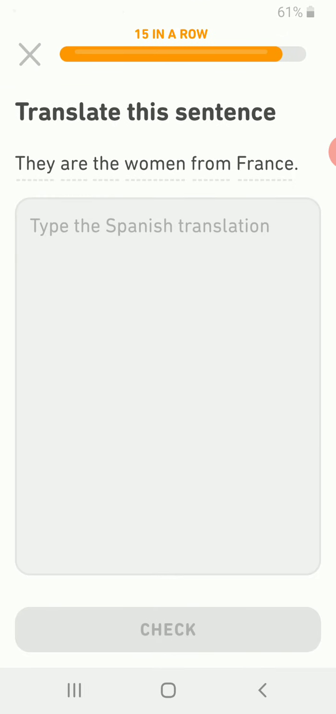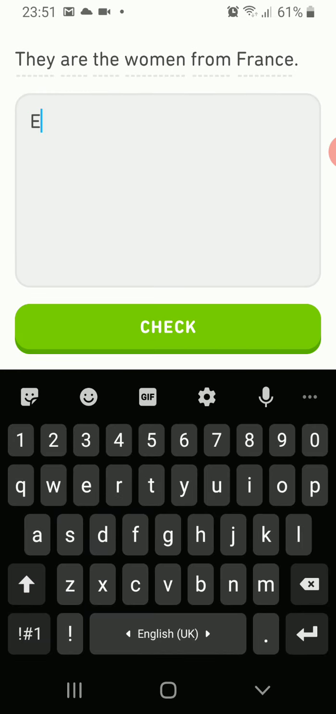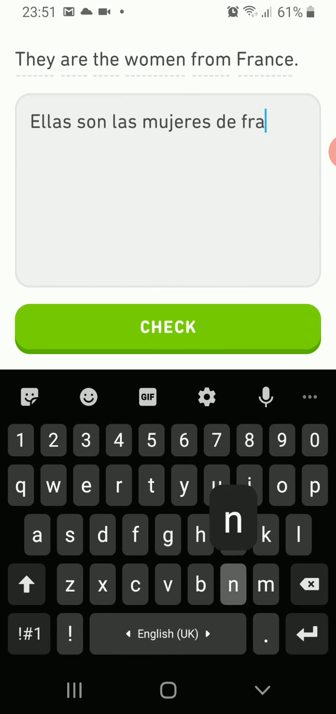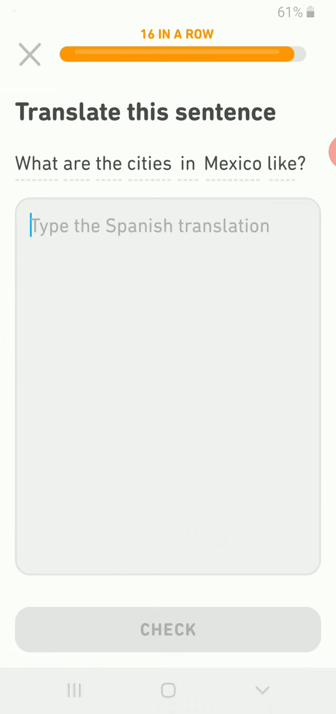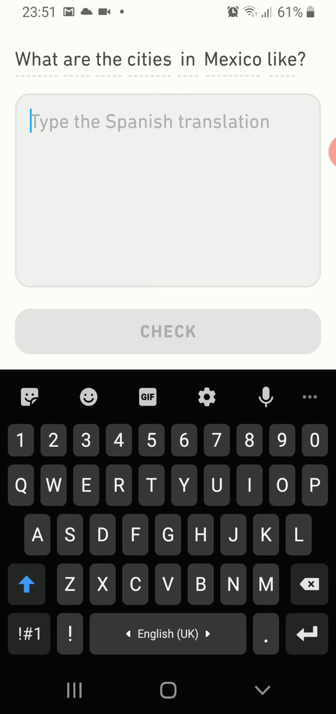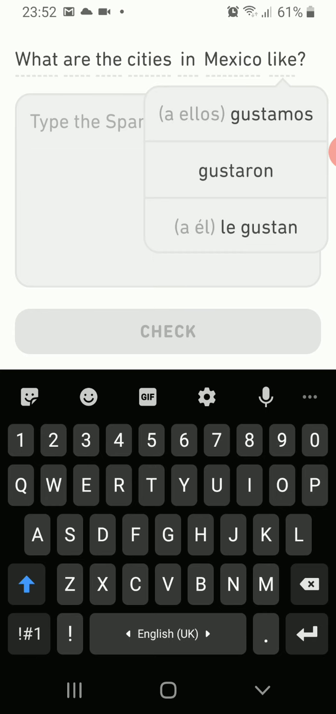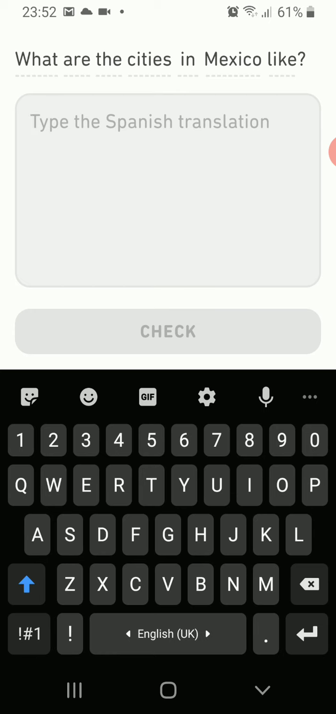And so they are the women from France. Ellas son las mujeres de Francia. I think that's how you say it, Francia. Yes. And what are the cities in Mexico like? So, what are the cities in Mexico like?